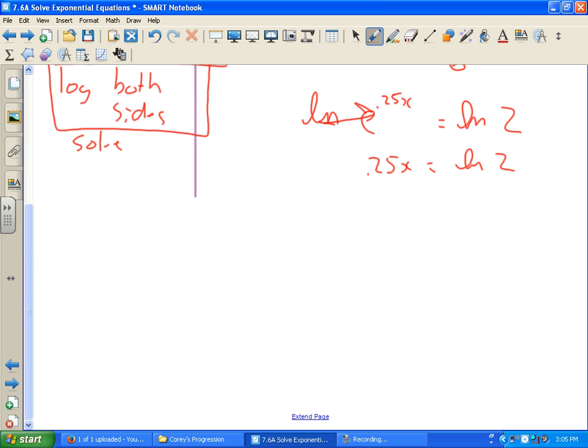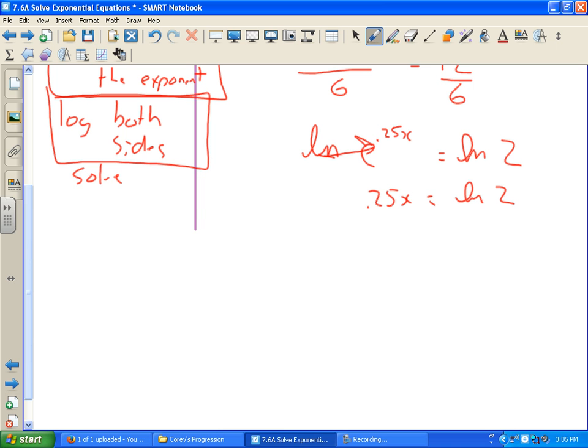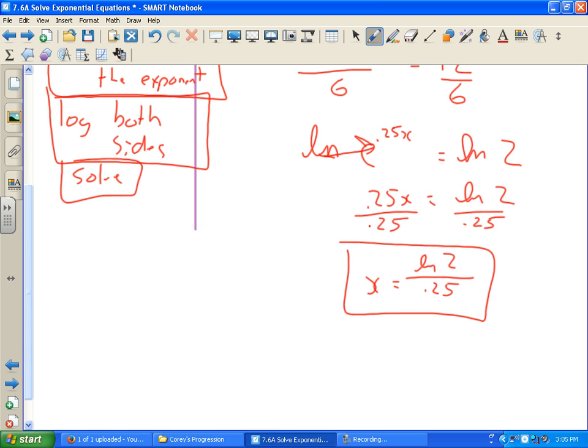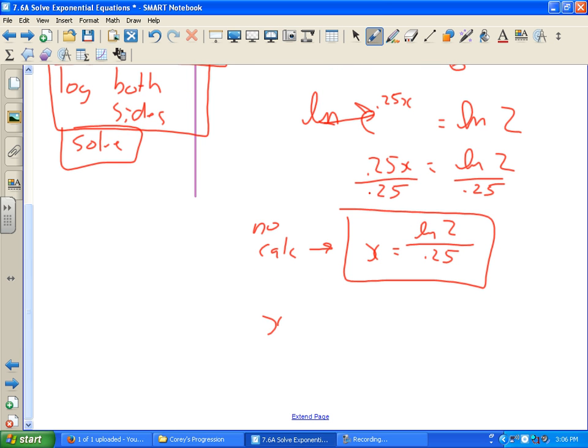Solve. 0.25x equals the natural log of 2. Divide both sides by 0.25. That gives me x equals the natural log of 2 over 0.25. Without a calculator, that's the answer I want. With a calculator, I want you to finish the problem. X is approximately, you need to take the natural log of 2 in your calculator and divide it by 0.25.